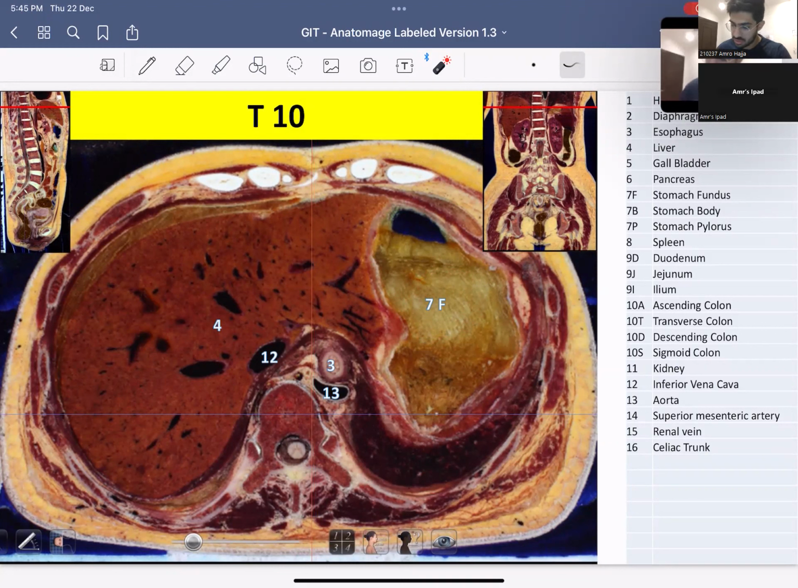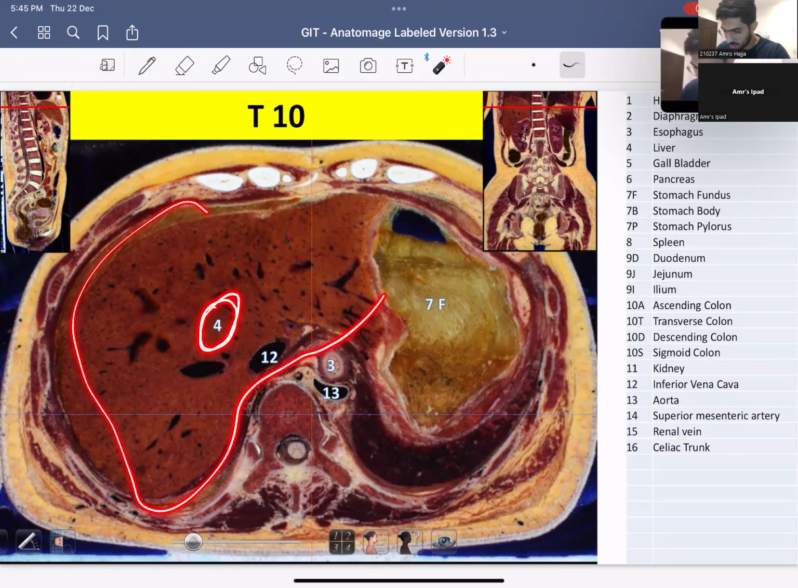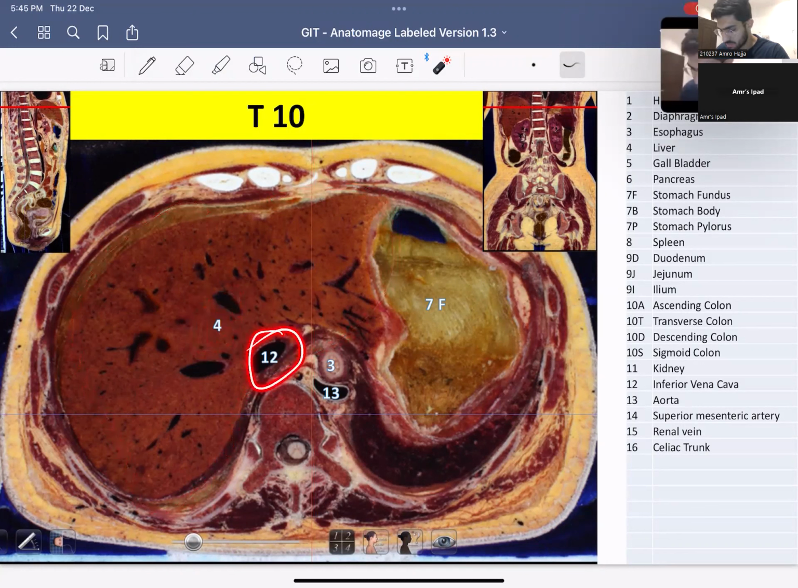Okay, so let's start with the orientation. Here we have from the right side the liver. This is going to be the liver, the vessel that's passing through it, the inferior vena cava, the esophagus, and the descending aorta. And here we have basically the stomach. Okay, so basically this is the stomach, and to be specific, it's the fundus part of the stomach. Okay, this is T10. All good? T10, it's just straightforward. Here we have the esophagus.